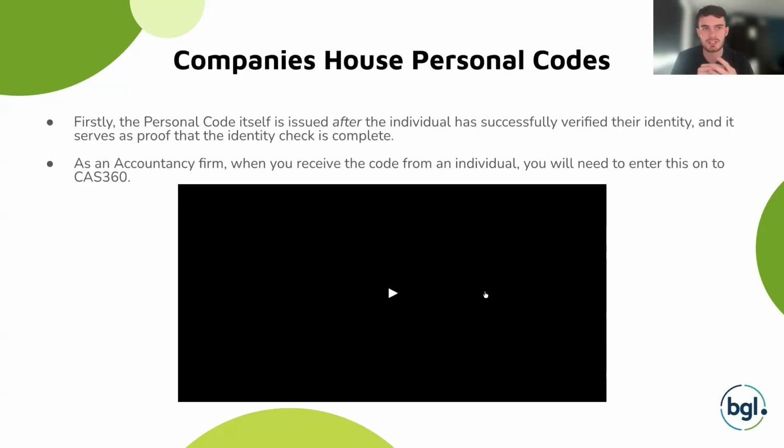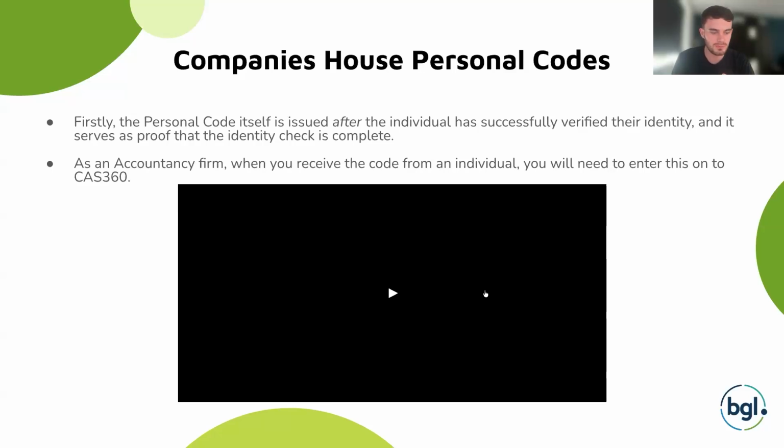Once the identity verification has been complete, your individual will receive their Companies House personal code. They can then share this with you as their registered ACSP. And at this point, when you receive the code from the individual, the first thing we recommend you do is add that code to CAS 360.